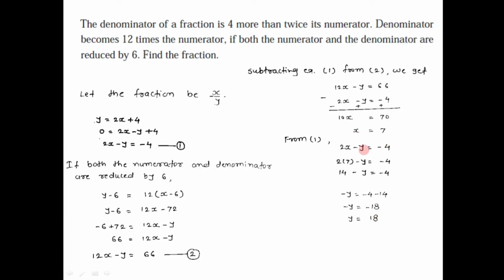Here the value of x is 7 and the value of y is 18. That means the numerator is 7 and the denominator is 18. That means the fraction is 7 divided by 18.